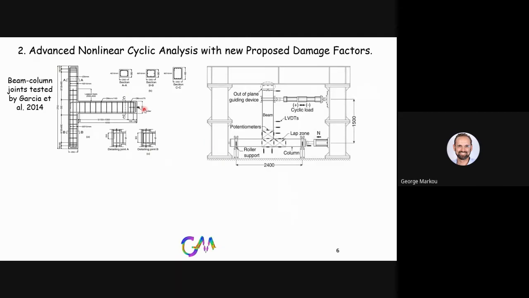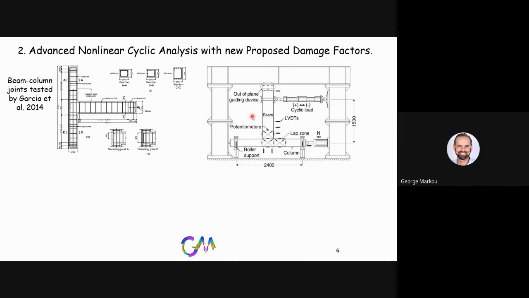And of course, one of the most important parts when you develop new algorithms is the ability to validate if they have the numerical ability, in this case, to reproduce or capture real experimental results. So as you can see here, this is a beam column joint, and different beam column joints were tested by Garcia et al. in 2014. And this is the schematic with the reinforcement detailing. And this is, of course, the way that the load was applied at the column and at the beam. We had an actual force at the column.